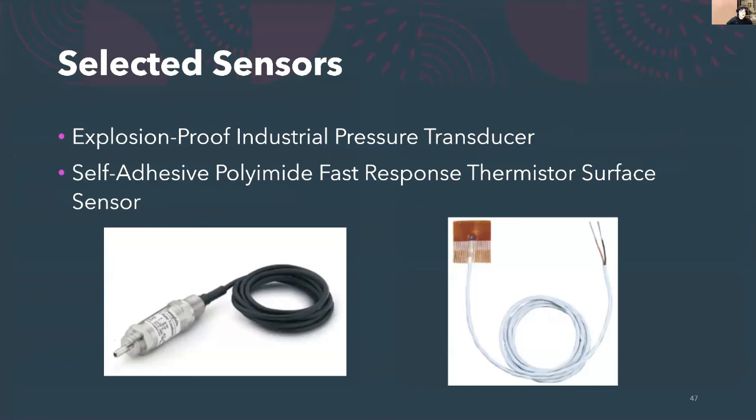The two types of sensors that were selected were the explosion-proof pressure transducer by Swagelok, pictured to the left, and the self-adhesive surface thermistor, pictured to the right. The pressure transducer has a pressure range of 0 to 1000 psi, and the thermistor has a temperature range of -80 to 120 degrees Celsius. All of these values are well within the values we expect to see during all phases of operation.